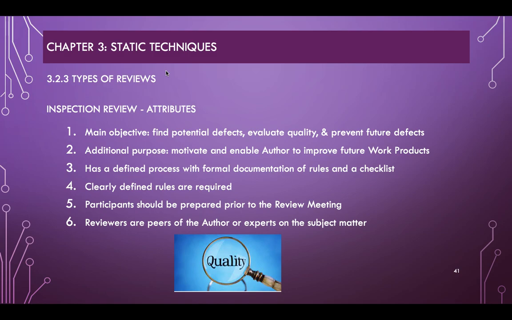2, an additional purpose of the inspection review is to motivate and enable the author to improve their future work products. 3, it has a defined process with formal documentation of rules and checklists. 4, clearly defined rules are required. 5, the participants should be prepared prior to the review meeting. 6, reviewers are peers of the author or experts on the subject matter in a small group.